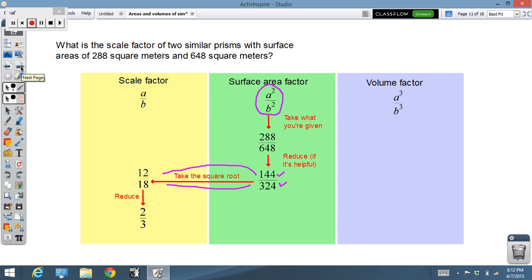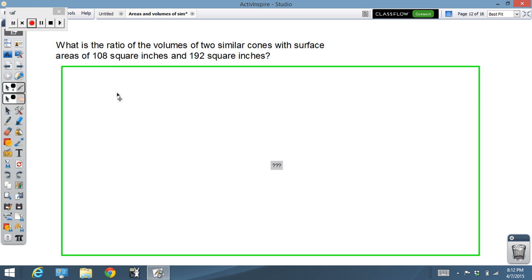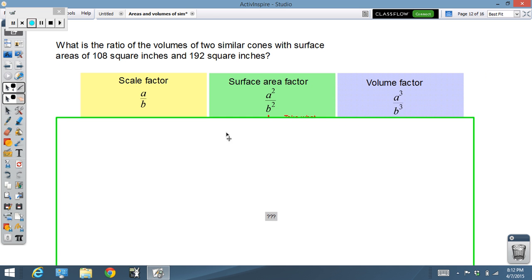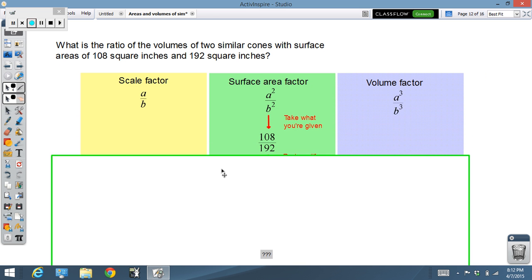Similar problem on this next slide, okay? But now instead of just asking you for the scale factor, I'm going to ask you what's the ratio of the volumes. But I'm going to do the same thing. I'm going to take what I'm given and put that in the surface area column, because what's given to me is surface areas of 108 and 192. So I'm putting that in the second column.